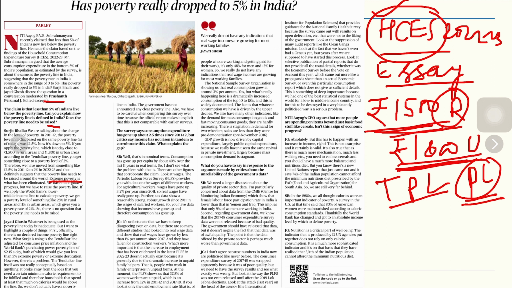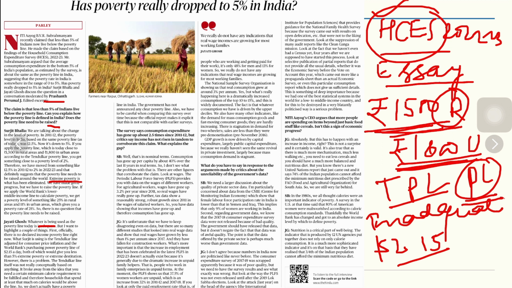Jayati Ghosh talked about how whatever is being used as the poverty line today is definitely inadequate. Inadequate in the sense that, first of all, there are inflationary measures, and there is no declared income poverty line right now. Surjit is using the Tendulkar line adjusted for consumer price inflation, and the World Bank's purchasing power poverty line is close to $2.15 a day, both of which would give you less than 5% extreme poverty or extreme destitution.